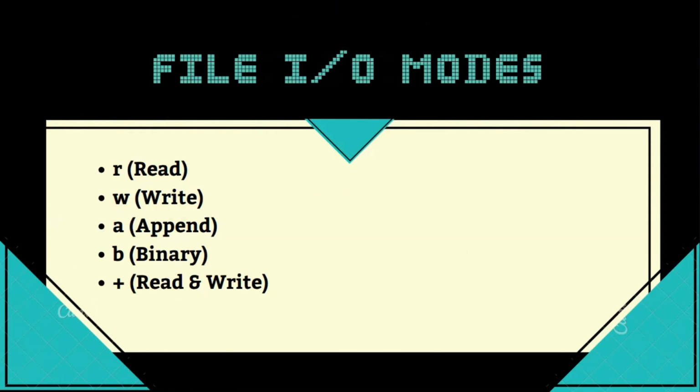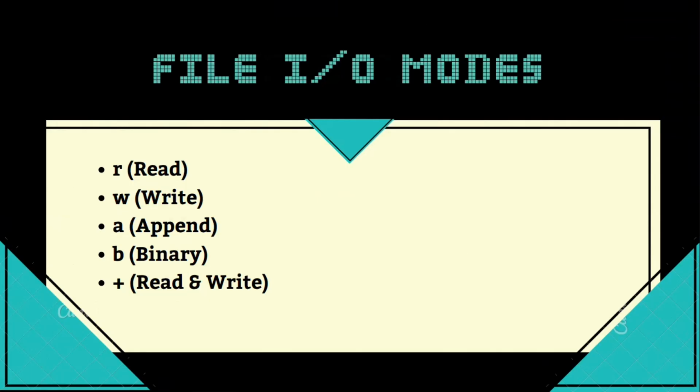W opens a file for writing. If the file already exists, its contents are cleared. If the file doesn't exist, a new file is created. A, which is short for append, opens a file for appending. Data is added to the end of the file. If the file does not exist, a new file is created.